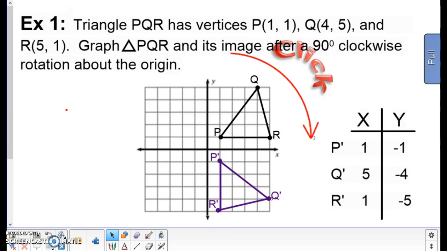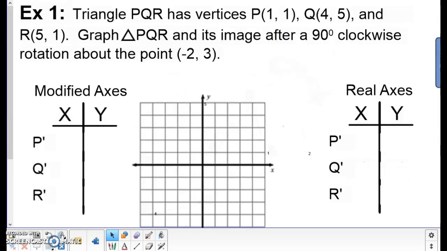Okay, so now let's try the new problem. In the new problem, triangle PQR has vertices P at 1, 1, Q at 4, 5, and R at 5, 1, which I think is the same triangle as the last one. But we're going to rotate it about the point negative 2, 3.